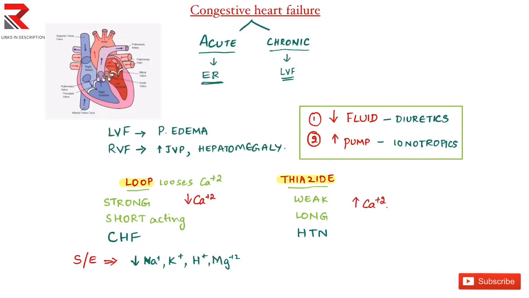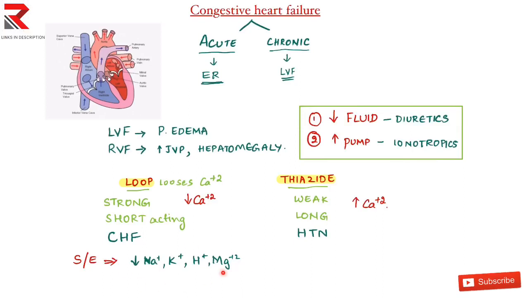So a quick wrap up on this slide: two types of congestive heart failure, acute and chronic. In the acute variant, a person with left ventricular failure presents with pulmonary edema, and the right ventricular failure patient presents with an increase in JVP and hepatomegaly. The main two problems are excess fluid and decreased pumping activity. So we have to decrease the excess fluid and increase the pumping activity. We use diuretics and inotropes. Regarding diuretics, two types: loop and thiazides. And the loop are strong and short.